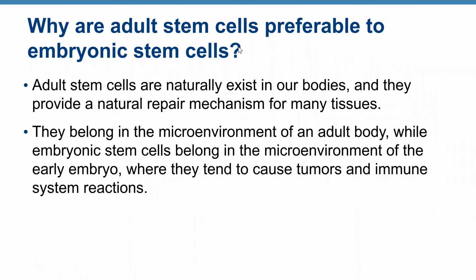Okay, so why are adult stem cells preferable to embryonic stem cells? Adult stem cells naturally exist in our bodies and they provide a natural repair mechanism for many tissues. They belong to the microenvironment of an adult body, while embryonic stem cells belong in the environment of the early embryo, where they tend to cause tumors and immune system reactions.